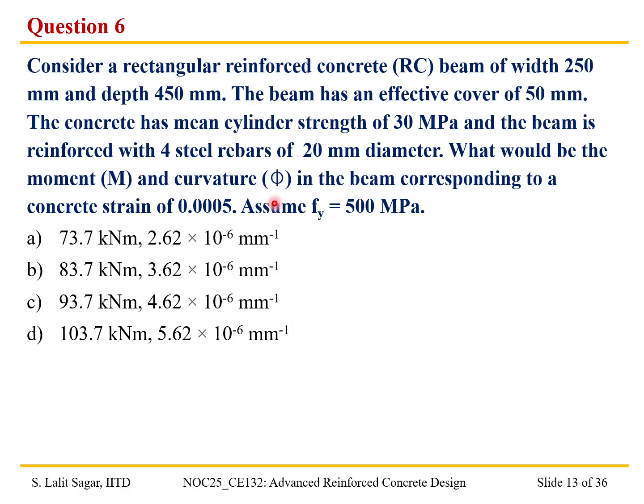So, question 6, we are starting the numerical problems now. I'm going to read out the data pertaining to this particular problem. For a rectangular reinforced concrete beam having a width of 250 mm and a depth of 450 mm, with an effective cover of 50 millimeter, the mean cylinder strength, that is f'c of concrete, is 30 MPa, and the beam is reinforced with 4 steel rebars of 20 mm diameter.